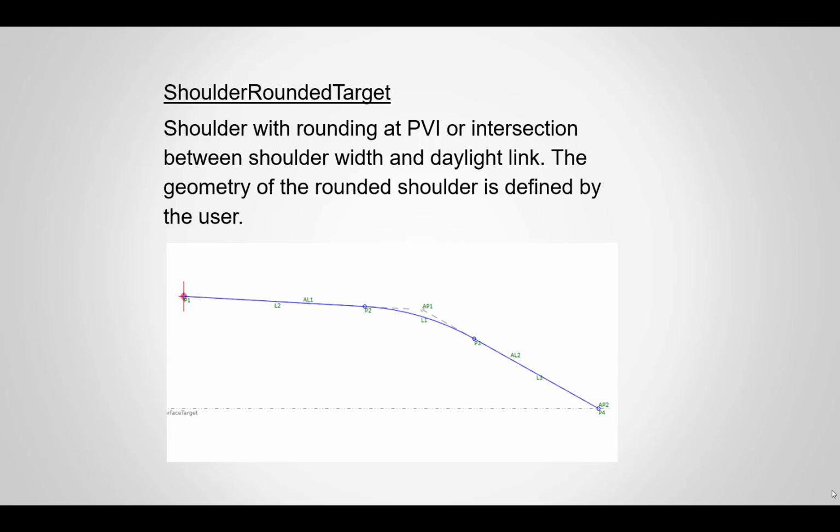It's going to get us used to using auxiliary points, auxiliary links, and a radius as far as the shoulder to daylight transition goes. So fairly basic looking example, but it will help us get used to some of these additional and more advanced tools. So let's jump into Subassembly Composer and get this one done.